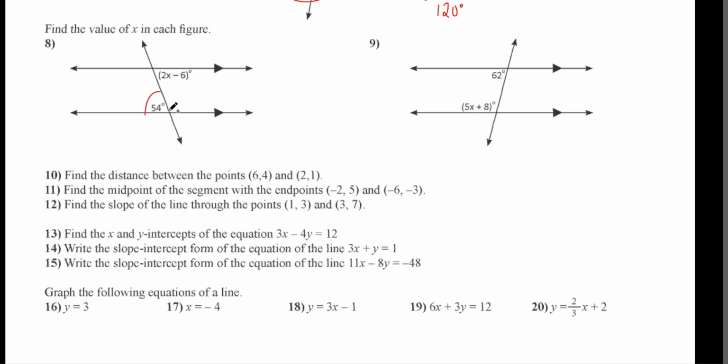What do I know about this angle and this angle? They're equal to each other because they're alternate interior angles. So they are equal. So what do I do over here? I set them equal to each other. All right? They're the same. So 2x minus 6 is the same thing as 54, right?